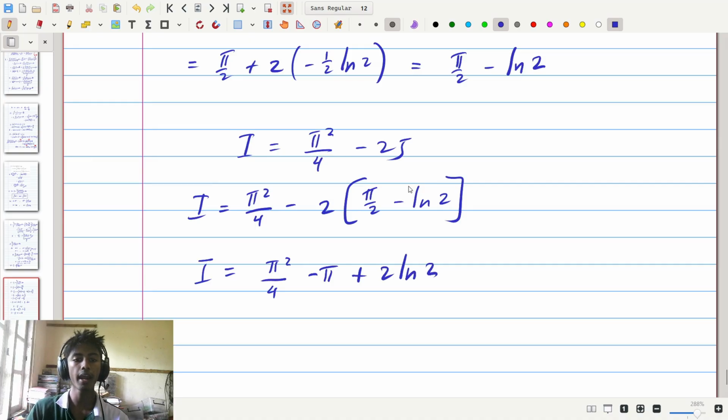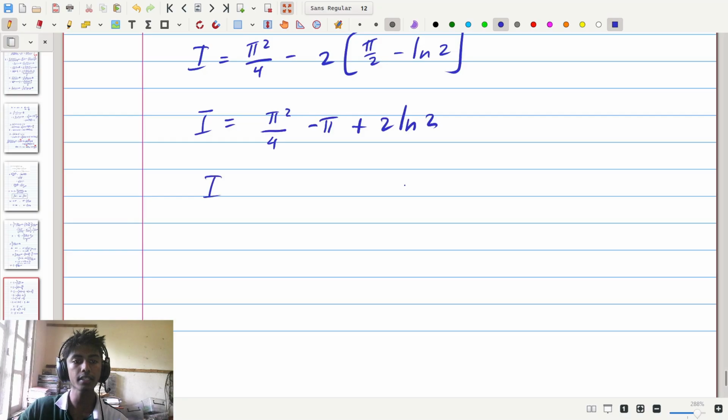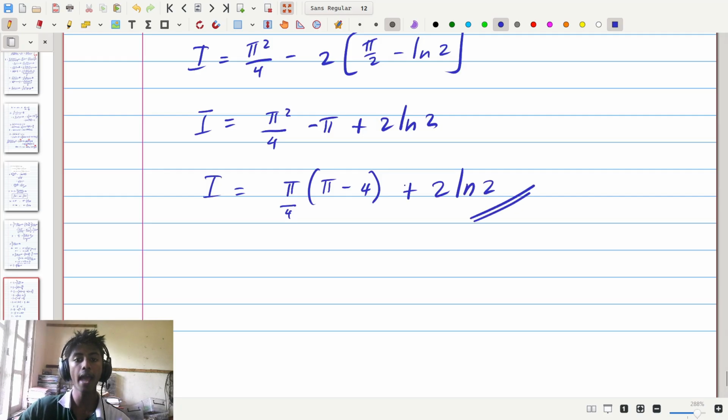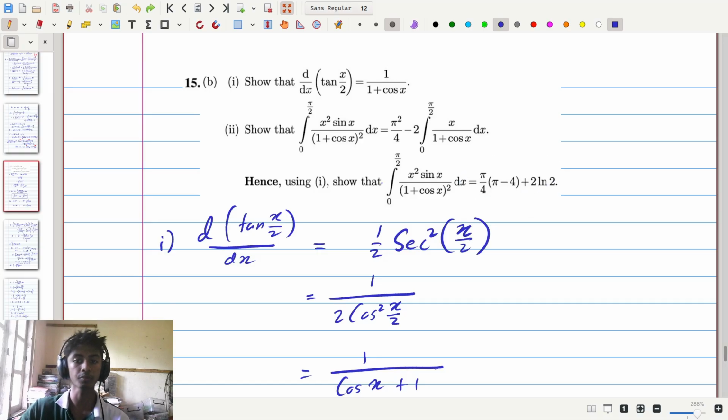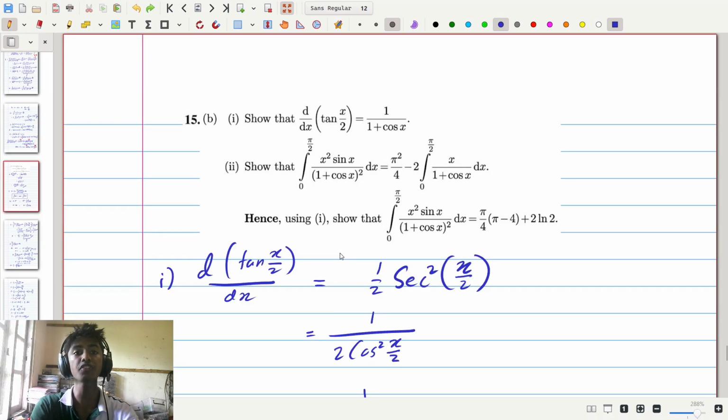And this simplifies down to I equals pi by 4 times pi minus 4, plus 2 times natural logarithm of 2, because if you factorize this, take it under a common denominator, we get 4 pi here, and factoring out the pi, we get minus 4, divide by 4. And this expression is exactly the expression that we were given in the question. So now with that, we are done with this question and can finally go up and discuss the marks awarded for this question.